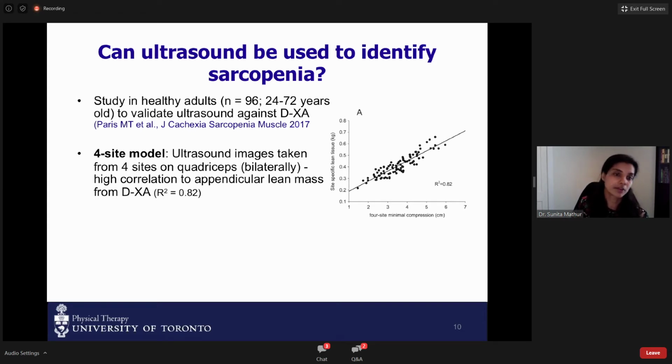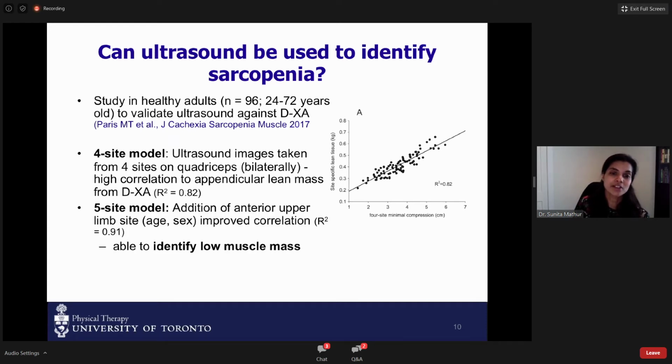And they did find a very good correlation, and you can see the agreement line there. It looks very good. But very interestingly, when they added just one more site, so they took another site on the anterior upper limb, so around the biceps, added that to the model, in addition to accounting for age and sex, that improved the correlation to 0.91. And even more importantly, with the 5-site model, they were able to identify people that had low muscle mass. And that's really what we're critically interested in with sarcopenia, is trying to figure out who are those people with low muscle mass.